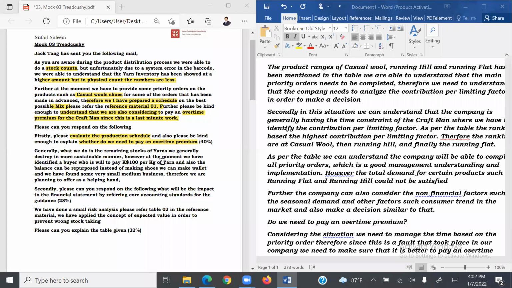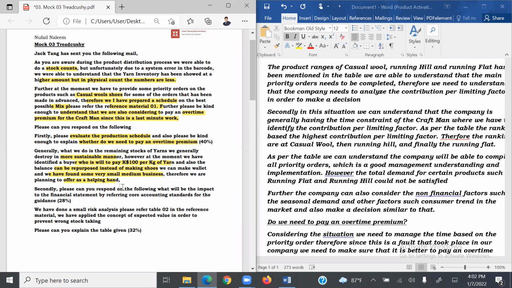Next one: generally, what do we do with the remaining stocks of yarn? That is another question. We generally destroy them in a more sustainable manner. However, at the moment, we have identified a buyer who is willing to pay $100 per kg of yarn. Also, the balance can be repurposed: instead of making shoes, we can make wallets, that is purses. We found some very small and medium businesses, so we are planning to offer it as a helping hand. That's a charity, they are saying.